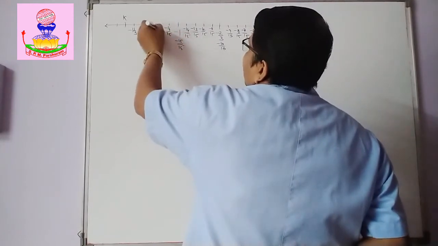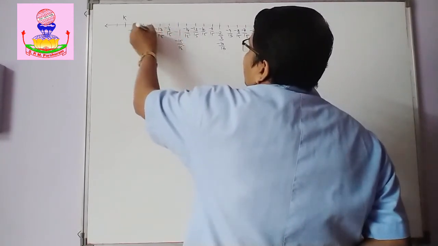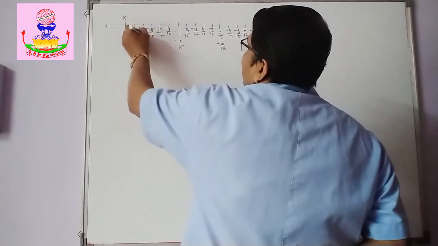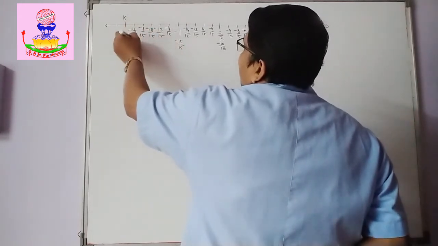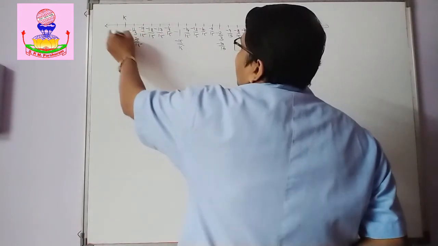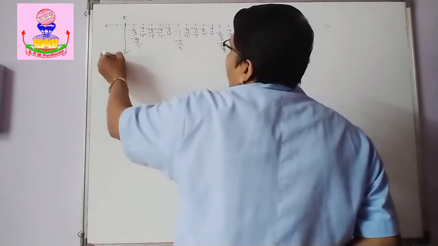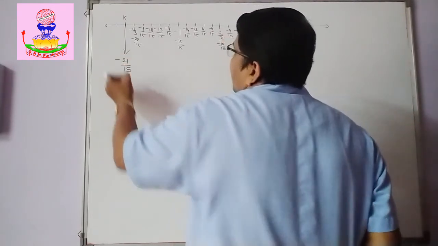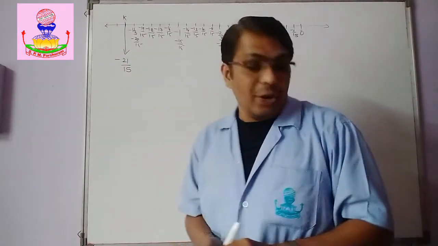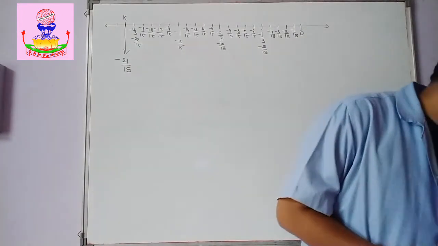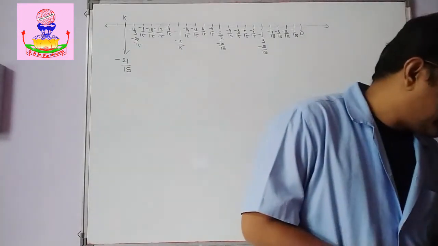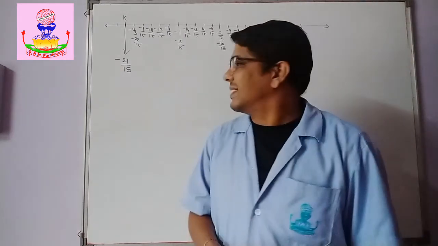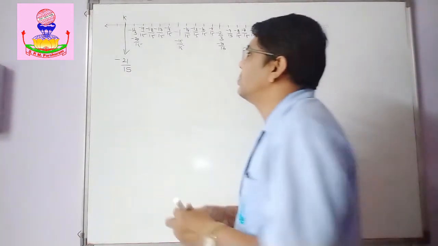So this is minus 16 upon 15. Minus 17 upon 15. Minus 18 upon 15, minus 19 upon 15, minus 20 upon 15, and this coordinate k is minus 21 upon 15. Right? Now, options are given in the form of decimal point and mixed fraction.